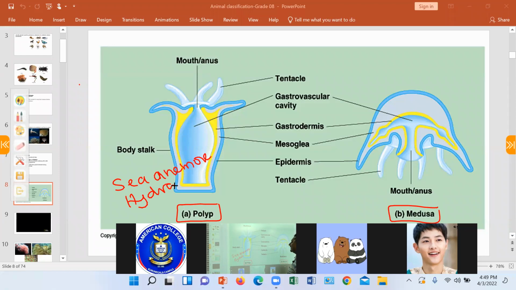Medusa shape looks like an open umbrella. Jellyfish. Yeah. Jellyfish is the example for that. Good. Jellyfish is the example.